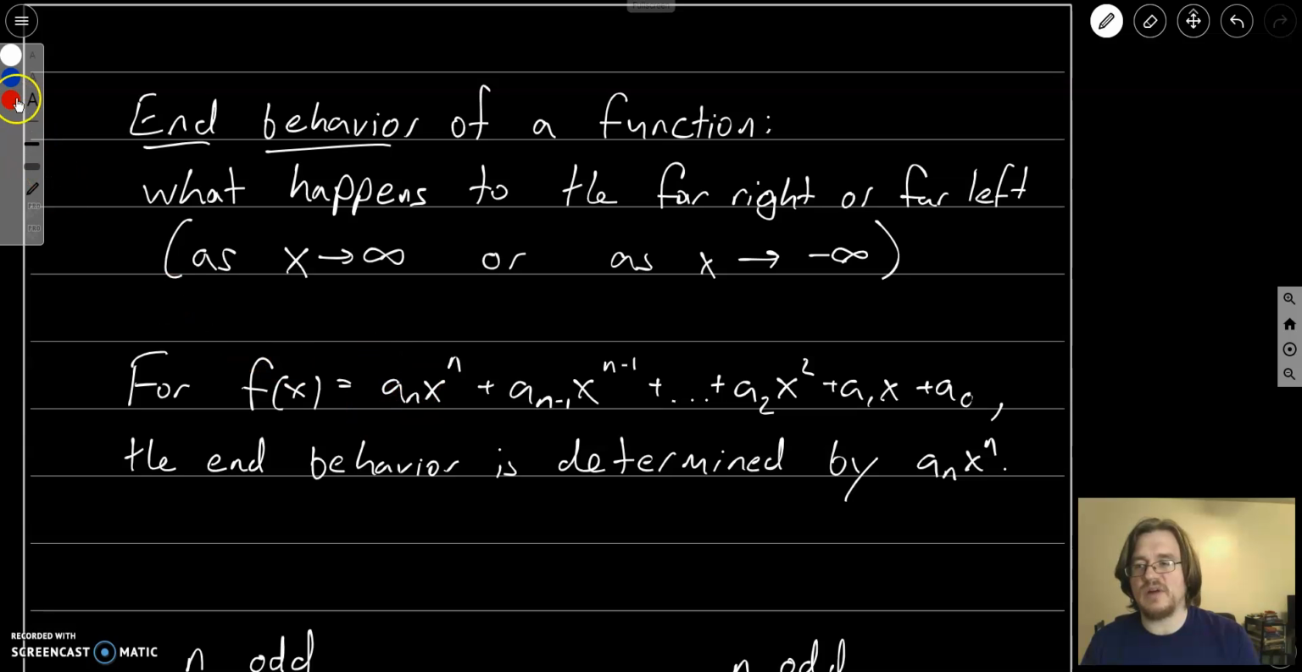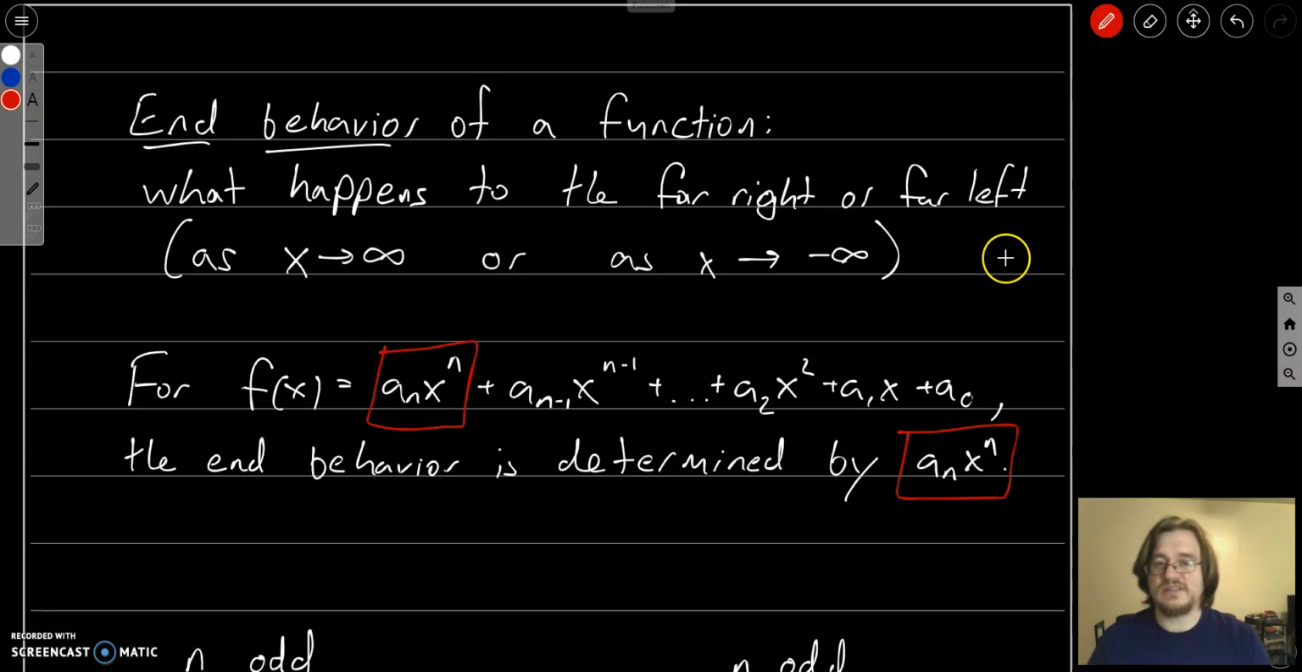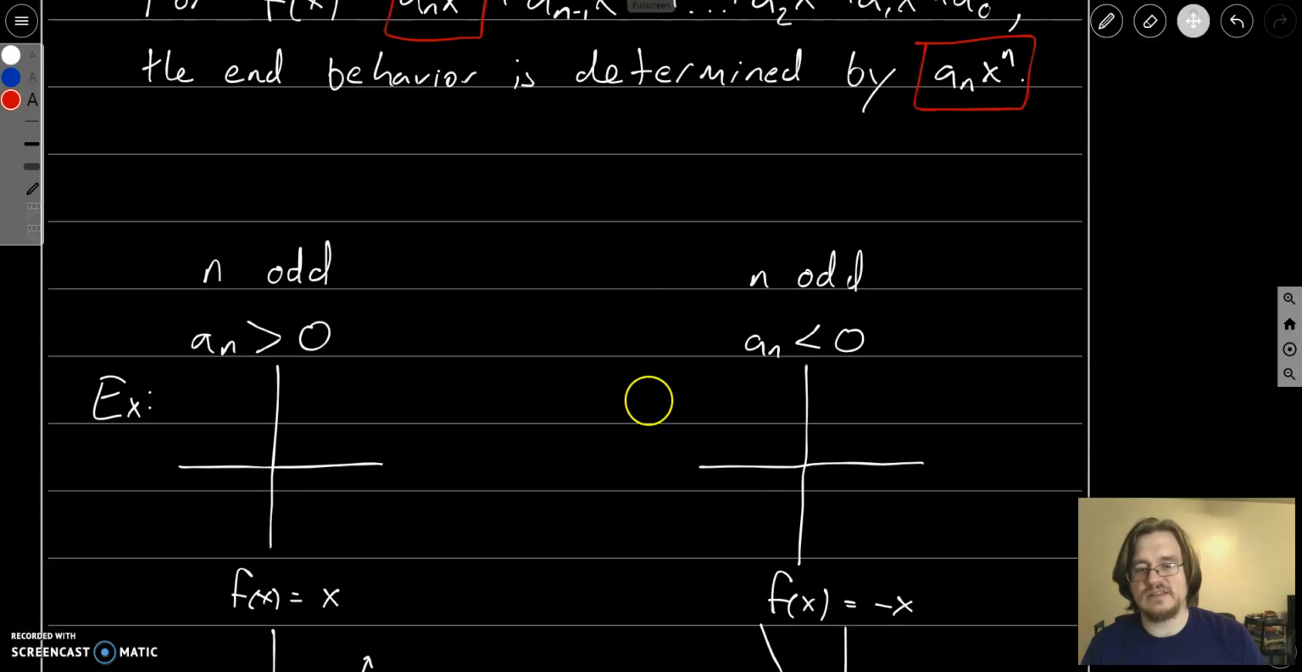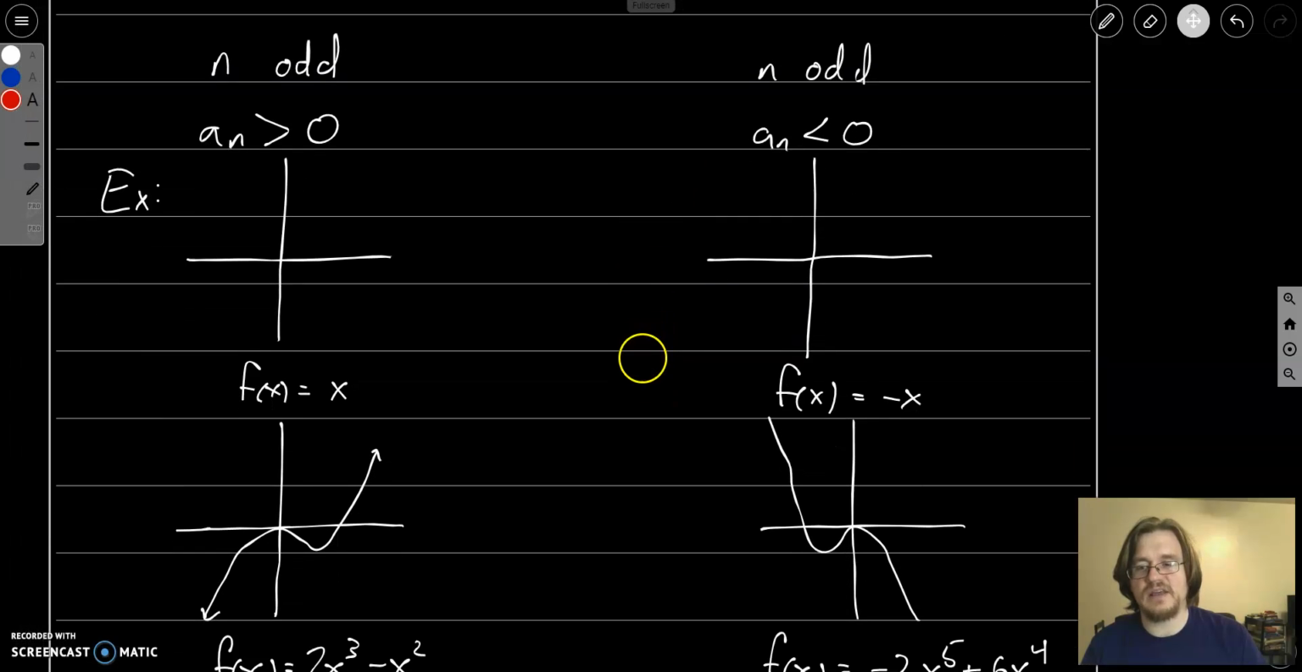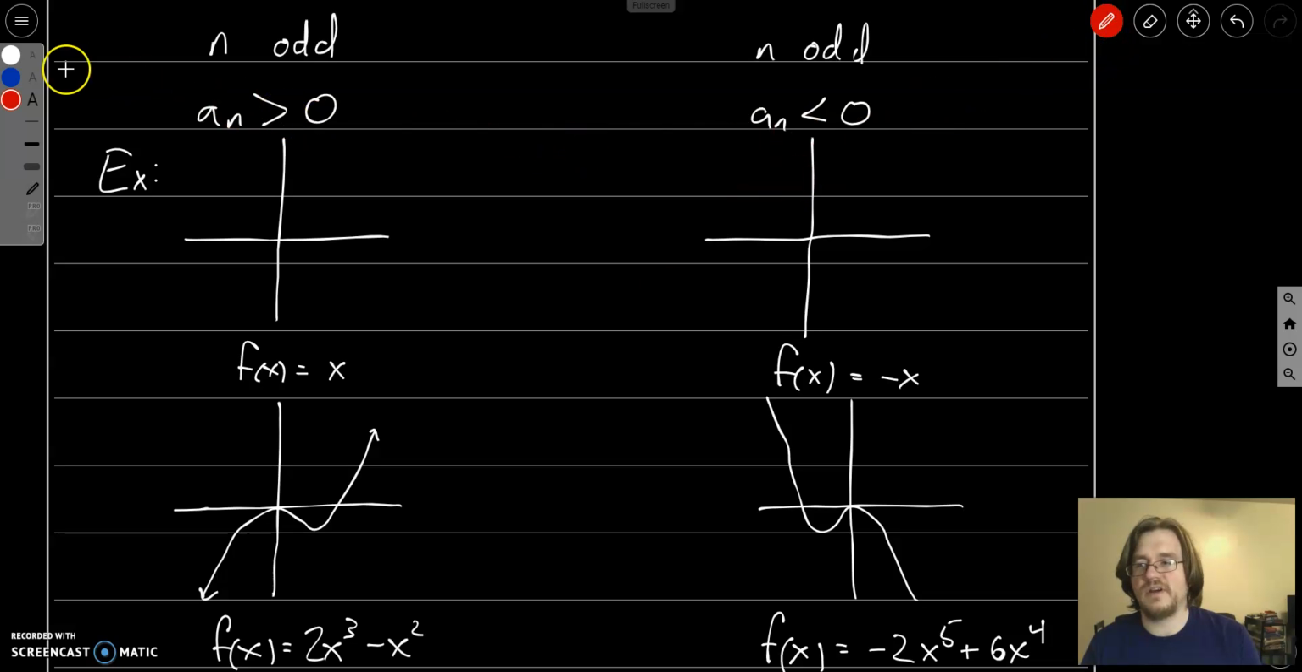And when we look at a polynomial function, again, this is anything that's something times x to the n plus something times x to the n minus 1th power all the way down to x squared. We've got an x term and a constant term. The end behavior is determined entirely by the leading term. So this is the only term that you have to look at in order to see what the function is going to do as we go farther to the left and farther to the right. So let's look at a couple of examples and see what exactly is going to be happening for various things.